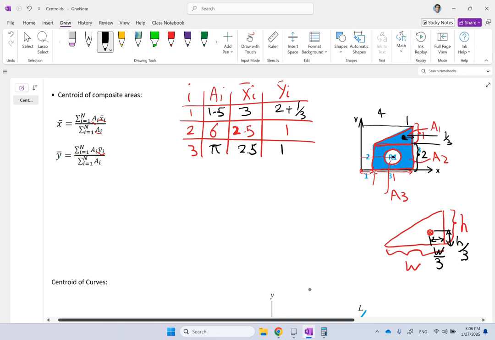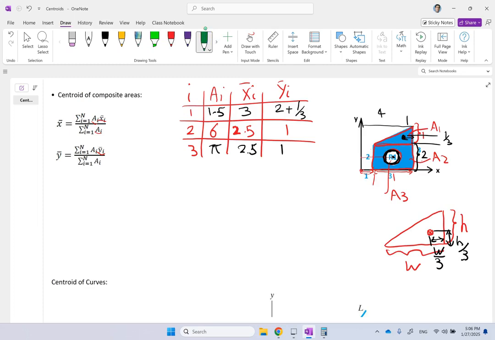The only thing you have to pay attention to is this circle is a hollow circle. It's a removed area, not an added area. It's not shaded, it's hollow. So when you calculate its area, you have to make sure you add a negative here. Otherwise, your calculations are all going to be wrong. Okay, so any hollow area, use a negative.